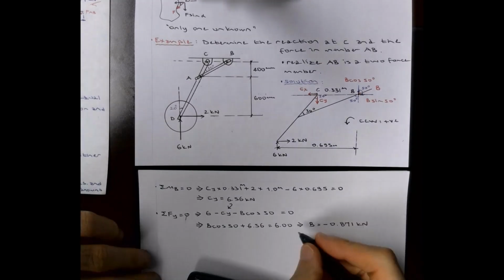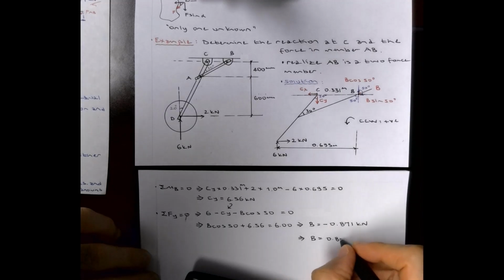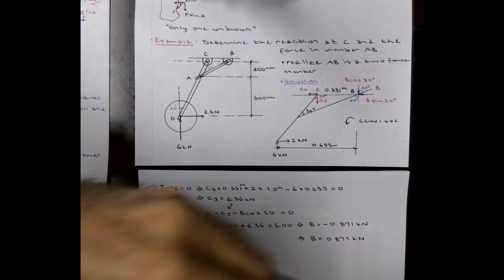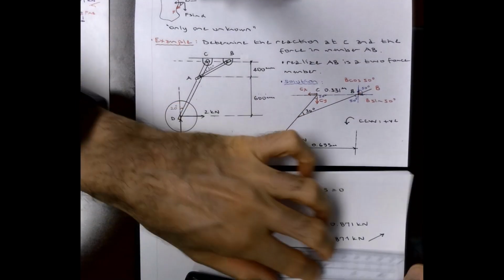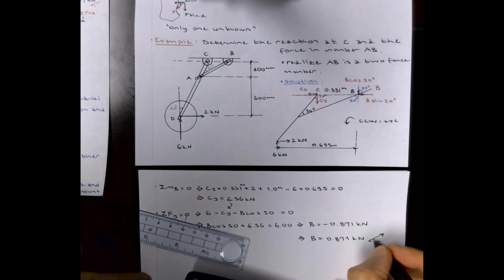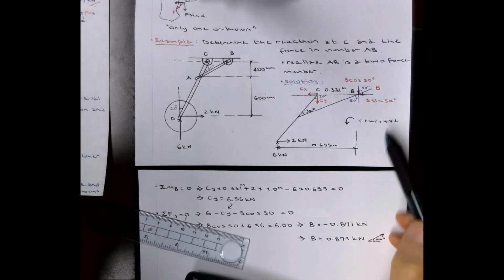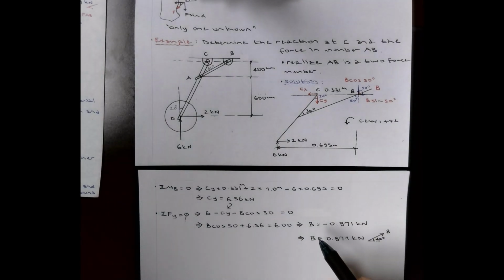So you can fix this. You don't want to leave it minus, but invert the direction in your solution. So B is going to be this direction, and you can also show the angle. This is 40 degrees. Right, if above is 50, it has to be 40 degrees, so this is B, something like that. So pretty much done, right? Reactions at C and the force in member AB.